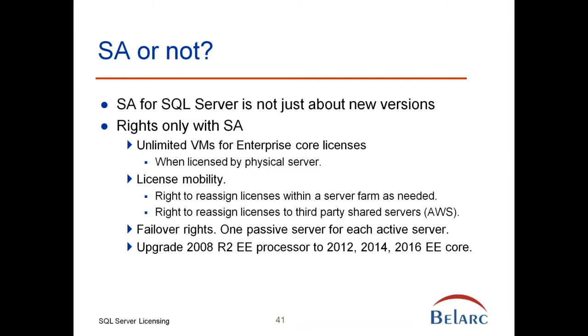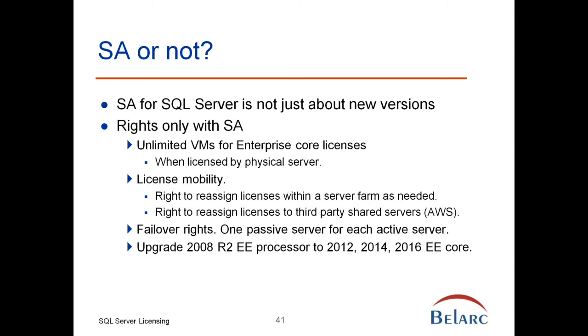Then there's the question of software assurance. It's not just maintenance so that you can get the next version when it comes out, but they also give you certain rights. I mentioned on the enterprise core licensing that there was a thing called unlimited virtualization. So that's what lets you put in as many virtual machines as you want, going even beyond the number of cores on the physical processor and not have to pay more for doing that. So that's valuable if you've got the kind of databases where it's worthwhile to have even more of them than you have cores. And the other is this thing called license mobility, which is the right to move licenses from one server to another. And you get a lot more flexibility to do that if you have software assurance.